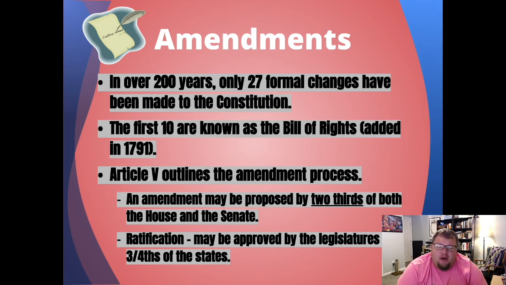And Article 5 outlines the process as 2 ways. One, an amendment may be proposed by 2/3 of both houses, or by 2/3 of state legislatures. But then for it to be ratified, it must be approved by 3/4 of the states. Okay, so if 3/4 of the states don't put the amendment up on ballot and they don't vote for it, it will never get passed.